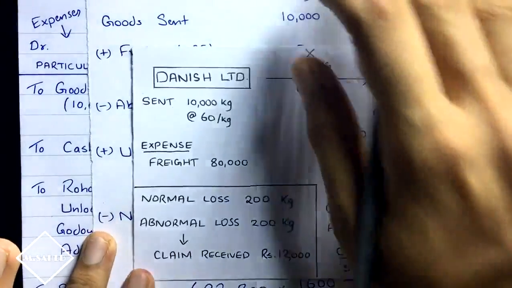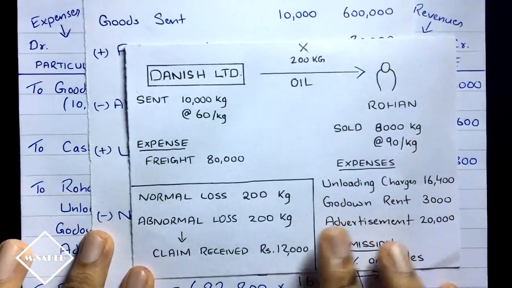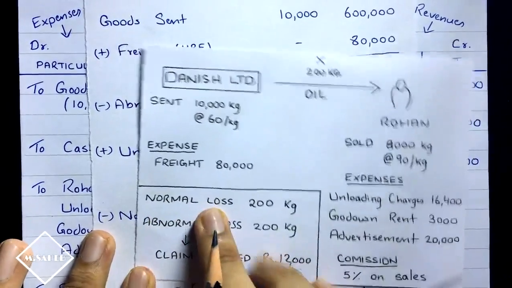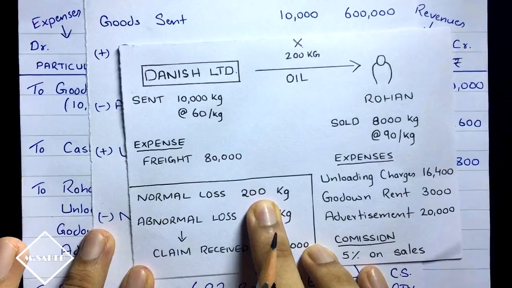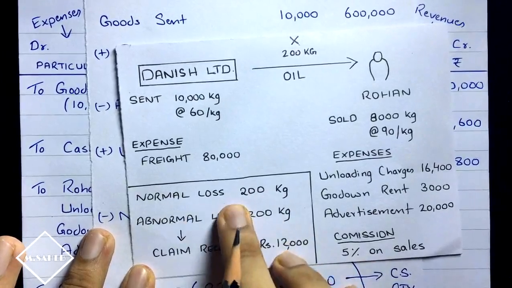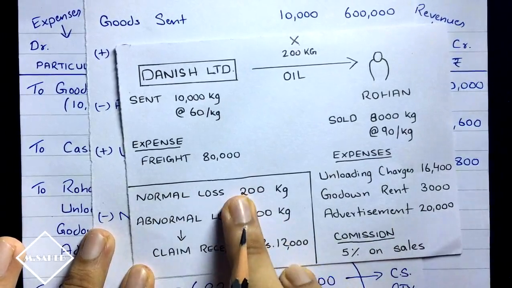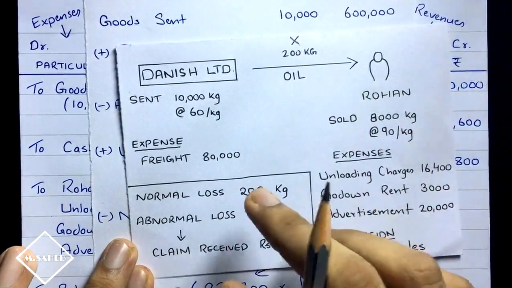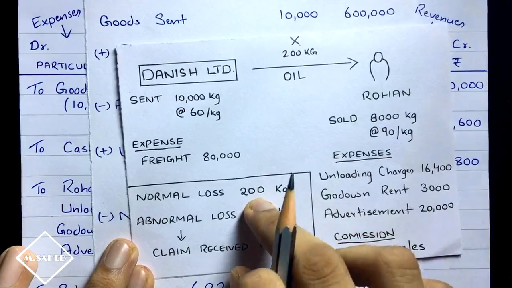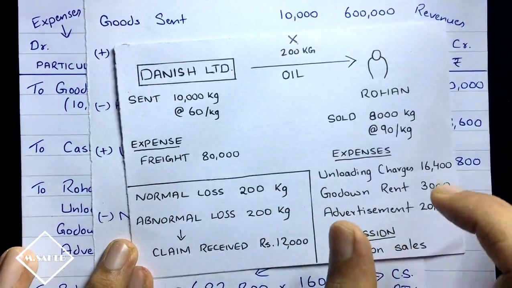And then what happened? The main thing, see here, normal loss happened. Normal loss of 200 kg happened, right? Now I want to tell you one important thing about normal loss. See, normal loss is not considered to be a real loss. It is not considered to be a real loss, so you will just subtract the quantity. You will not do the valuation of normal loss, nothing.